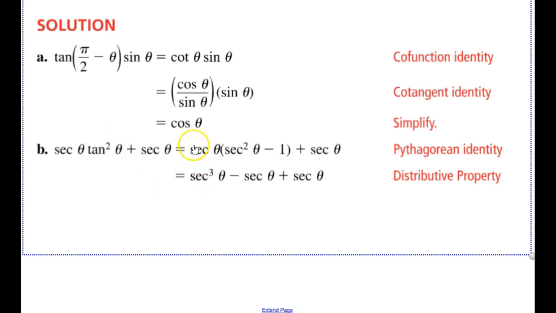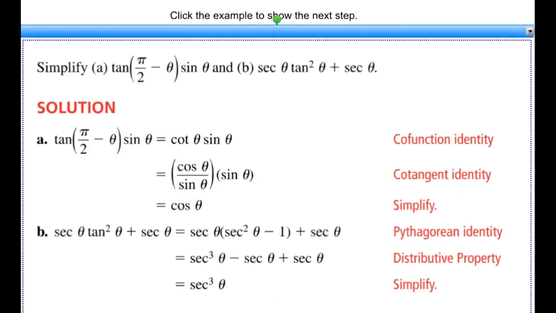So now I can go ahead and distribute this secant theta. So I've got secant cubed minus secant plus secant. So these cancel out because I've got a negative and a positive. So now I'm left with secant cubed of theta. So now this is written in one trig function instead of using the multiple ones that we started with.